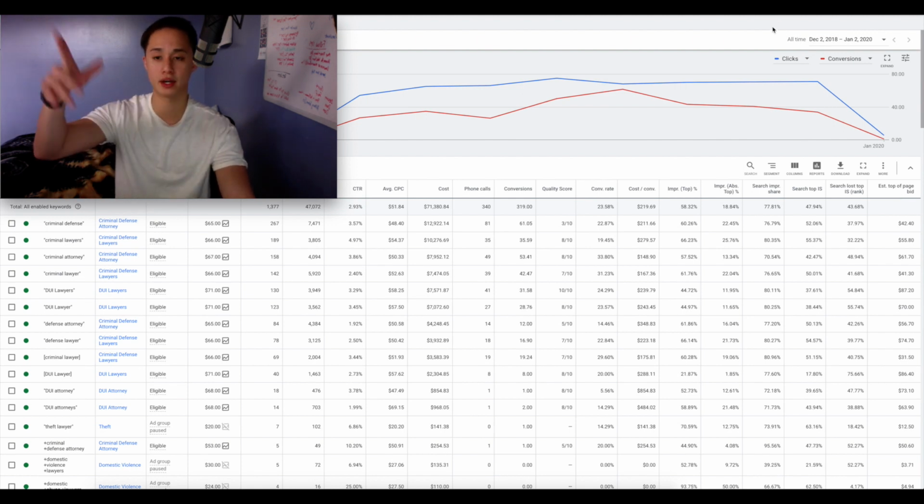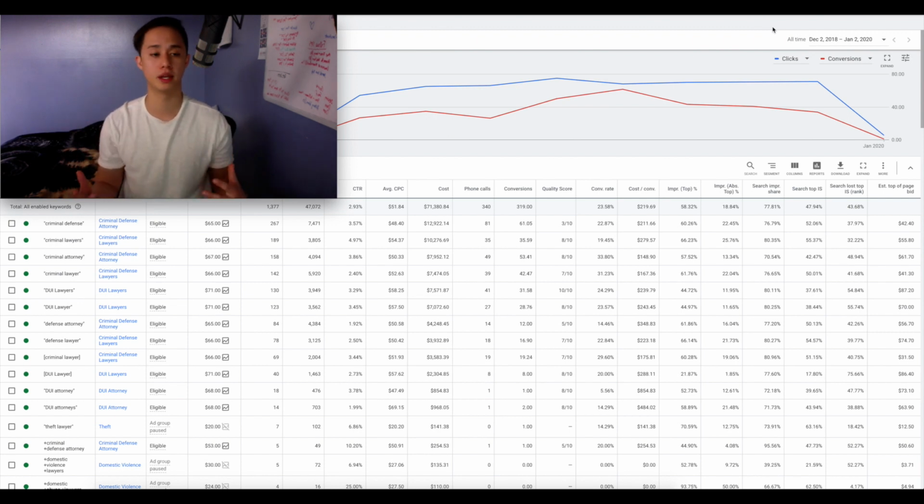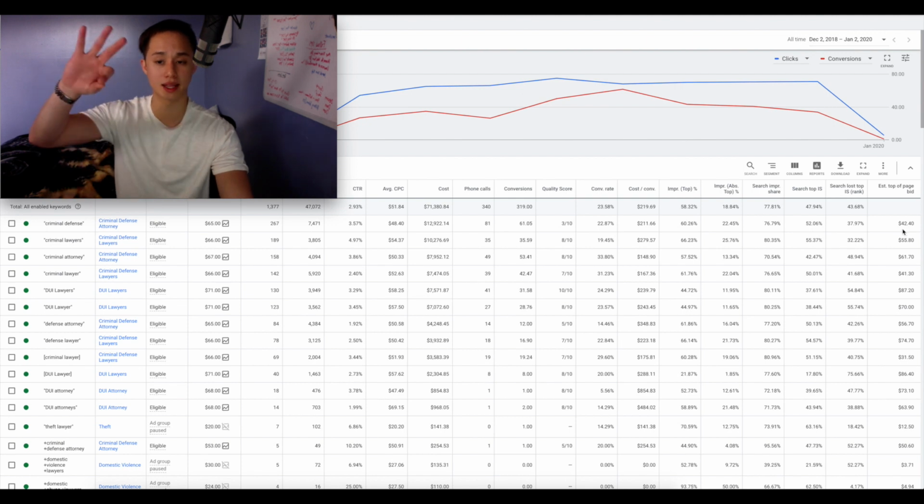You go to Keyword Planner, you type in your keywords that you plan on bidding for, and then you look at how much you need to bid to be at the top of the page. This gives me an estimate of how much I need to be bidding to be at the top of page Google and get a higher click-through rate.